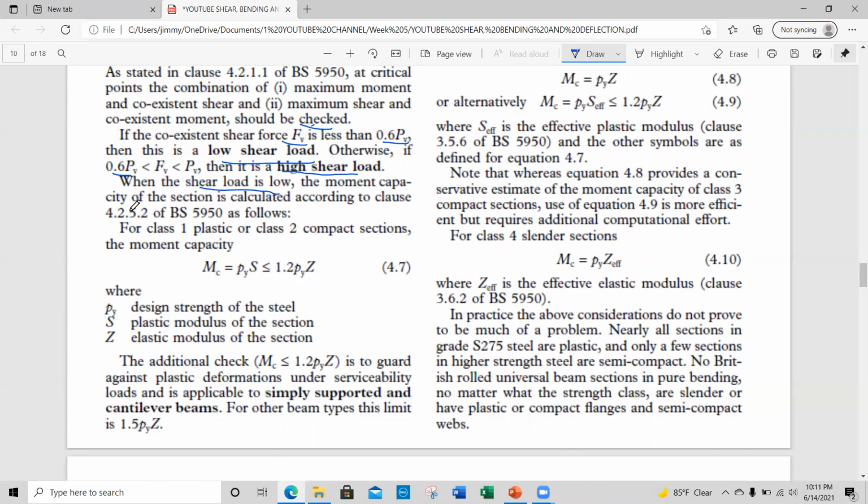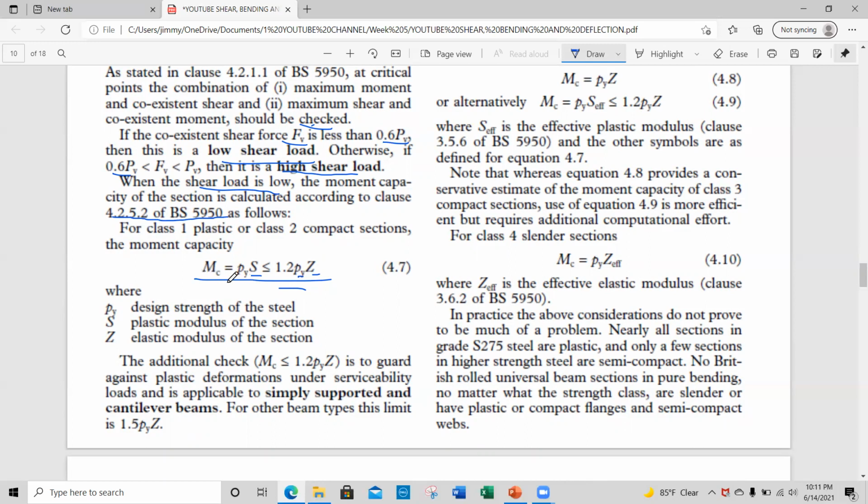the clause 4.2.5.2 of BS5950, which is now shown in this formula 4.7. So for class 1 plastic or class 2 compact section, we can use this one. Moment capacity is equal to the design strength of the steel and then the plastic section modulus. But take note, you should also check that it should be less than 1.2 times the design strength of steel and then the elastic section modulus.